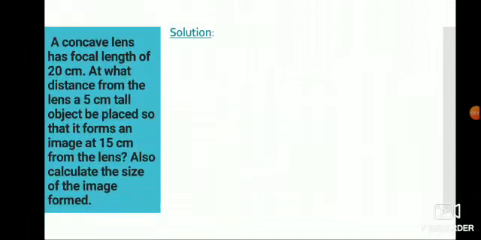Okay, so this is about concave lens. A concave lens has focal length 20 centimeter. Focal length of concave lens is taken negative. So f is equal to minus 20 centimeter. At what distance from the lens should a 5 centimeter tall object be placed? So height of object is 5 centimeter. They are asking you to calculate object distance so that it forms an image at 15 centimeter from the lens. So image distance is given as 15 centimeter.